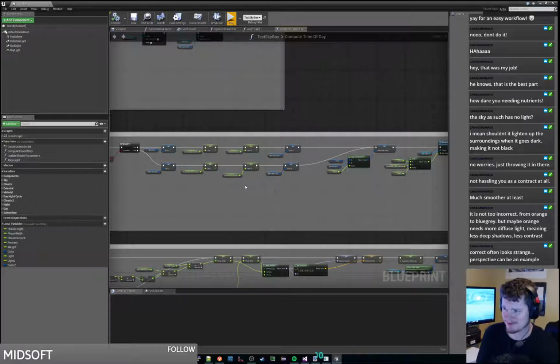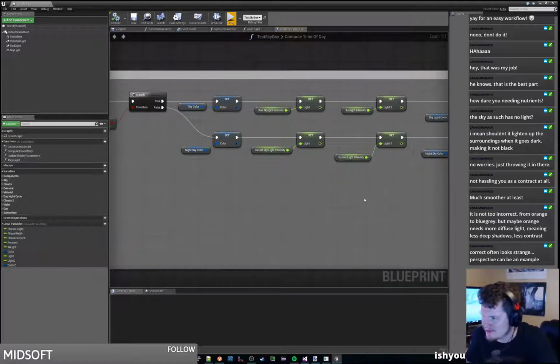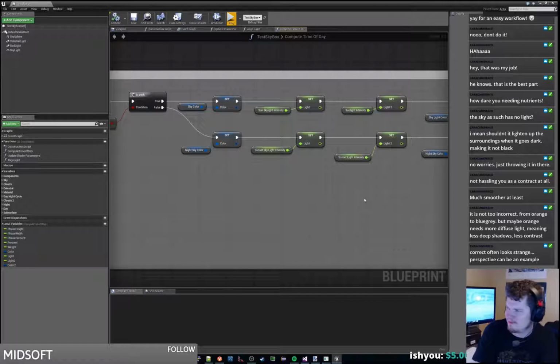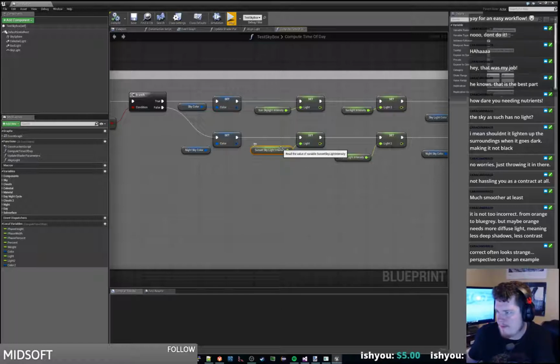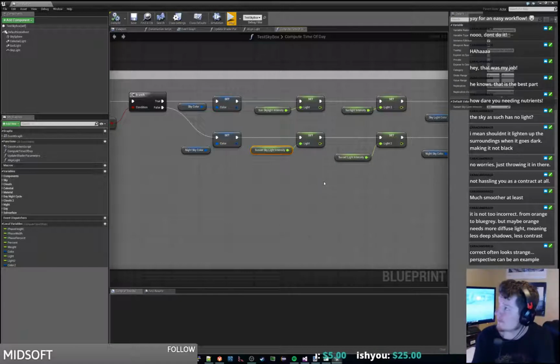Yeah, correct often looks strange. Perspective is a very good example of that. Why is his head larger than his foot? Because his foot is farther away. So the issue has to do with, basically, the sunset skylight intensity should... There's really no win on this one, I think.